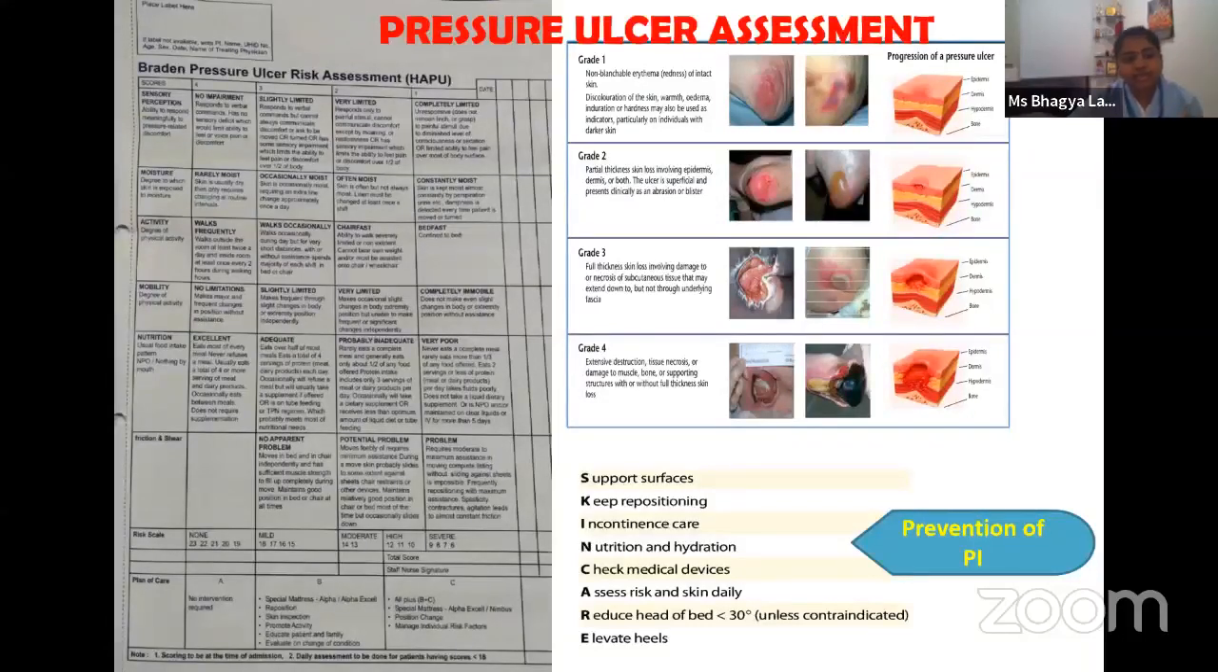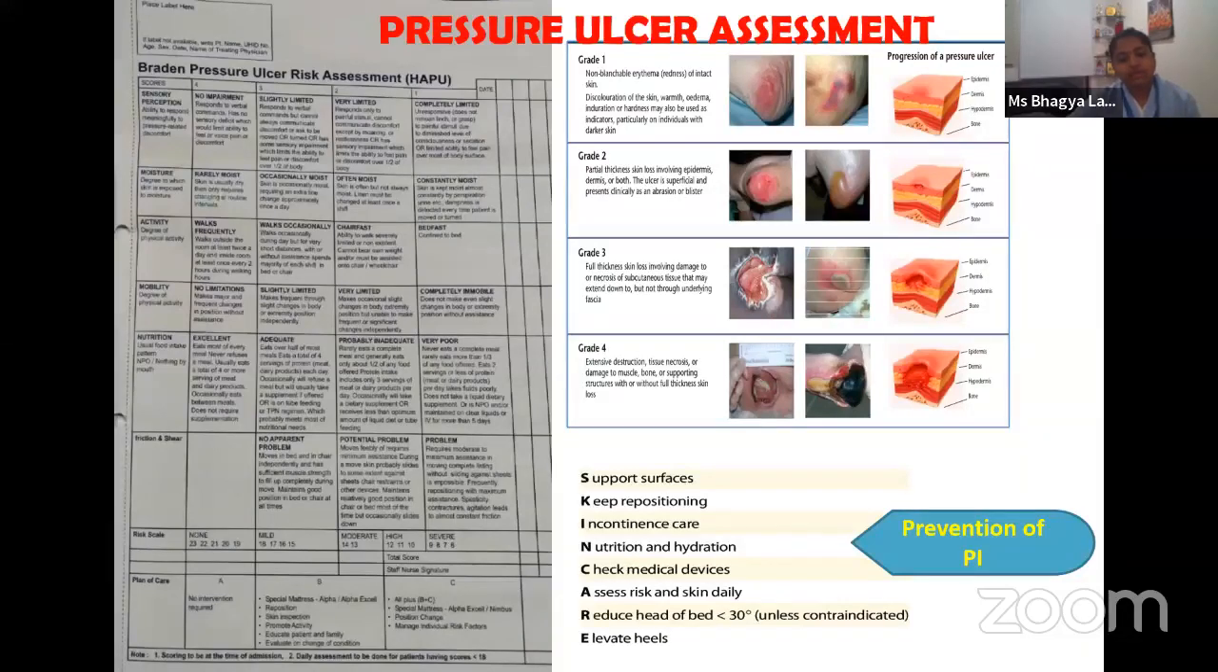So what are the parameters we will assess? I'll just read out: sensory perception, moisture, activity, mobility, nutrition, friction and shear. According to those parameters, we'll score the patient from 4 to 1. In this scale, it is a little bit up and down. If the score is high, the patient is at less risk of pressure ulcer development. If the score is low, the patient is at high risk of getting pressure ulcers. Picture 2 shows the gradings of the pressure ulcer, as we already know, grade 1 to grade 4.